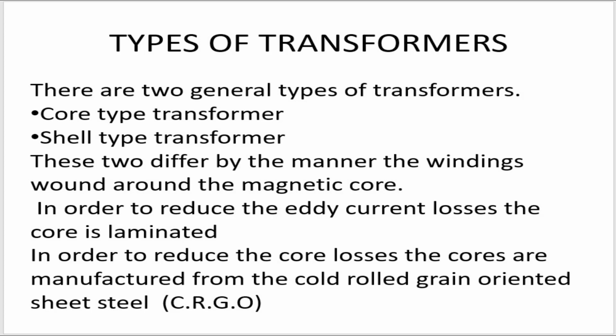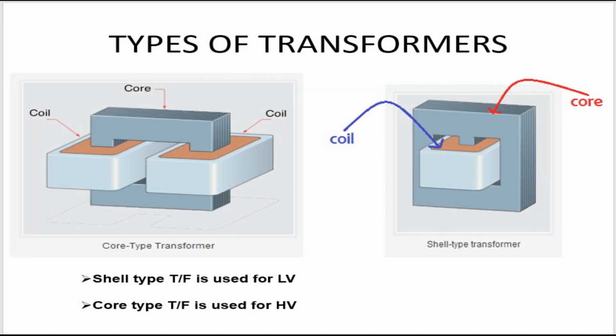In order to reduce the eddy current losses, the core of a transformer is laminated instead of a solid core, and in order to reduce the core losses, the cores are manufactured from the cold rolled grain oriented sheet steel that we have discussed earlier. So these are the two types of transformers.